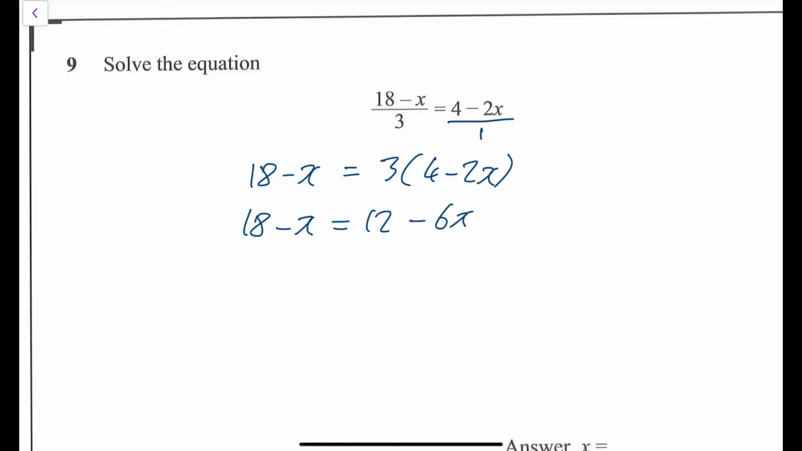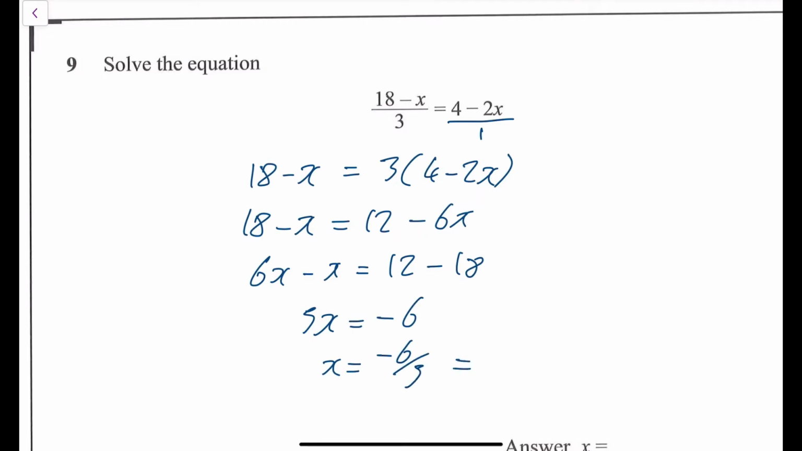Bring all the x's to the left-hand side. You'll have 6x minus x. Bring everything else to the right-hand side. So you'll have 5x equals minus 6, which means x equals minus 6 over 5, which is the same as minus 1.2, which would be as nice a way to write it. You could write minus 1 and 1/5 as well, but that's fine.